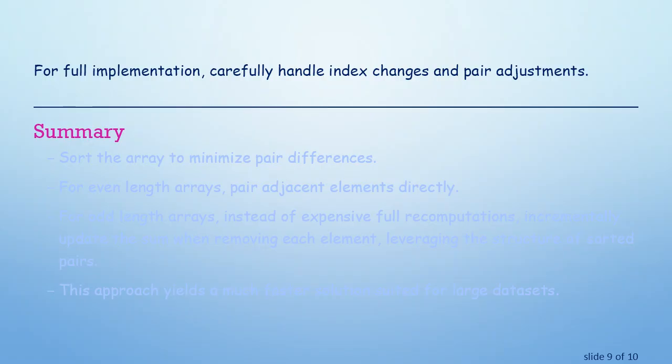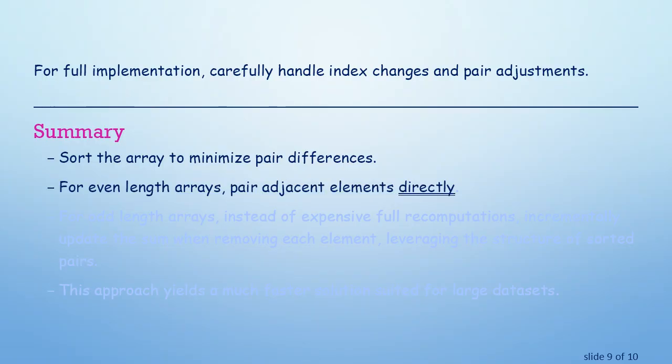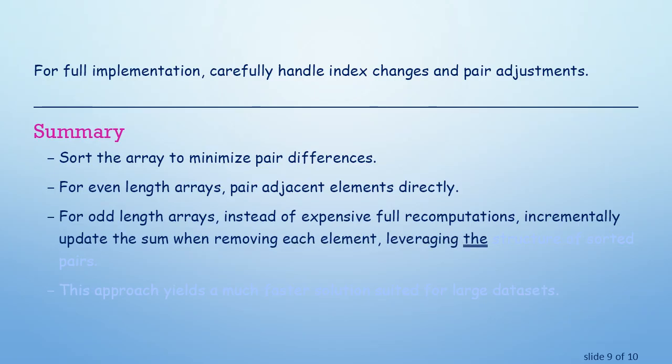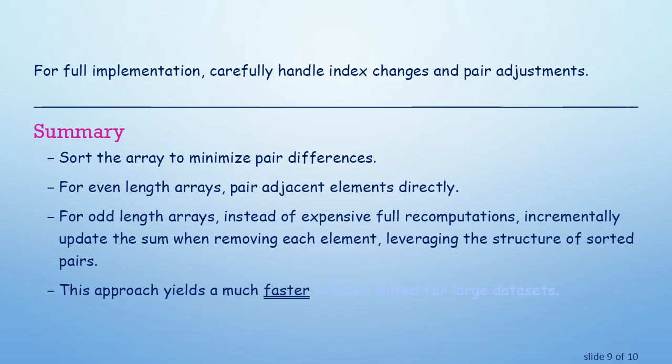Summary: sort the array to minimize pair differences. For even length arrays, pair adjacent elements directly. For odd length arrays, instead of expensive full recomputations, incrementally update the sum when removing each element, leveraging the structure of sorted pairs. This approach yields a much faster solution suited for large datasets.